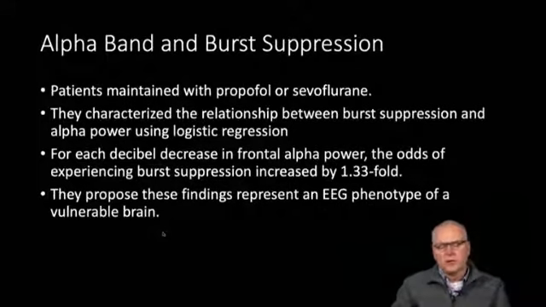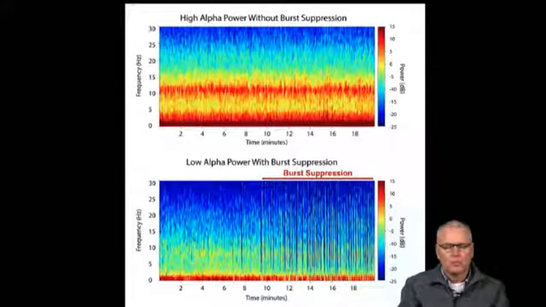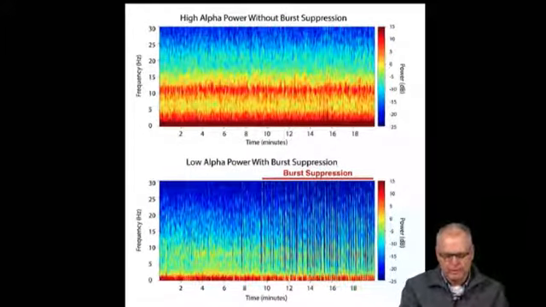And other folks have looked at this too, and the way they've looked at it is they've done mini cognitive exams before surgery and mapped burst suppression and low alpha power to the folks that had cognitive deficits before surgery.